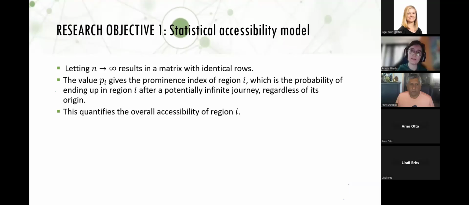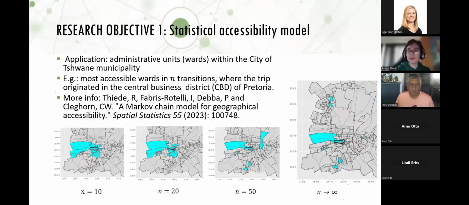And that gives you an overall idea of the accessibility of that region compared to all the other regions. It's not a very concrete thing that you can interpret, like saying, okay, the probability that I'll go from here to here in so many steps is this. It becomes a bit more vague, but it does give a very good quantifiable measure of accessibility. So that was research objective 1.